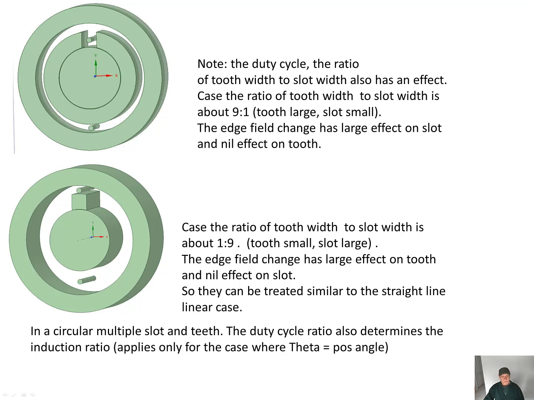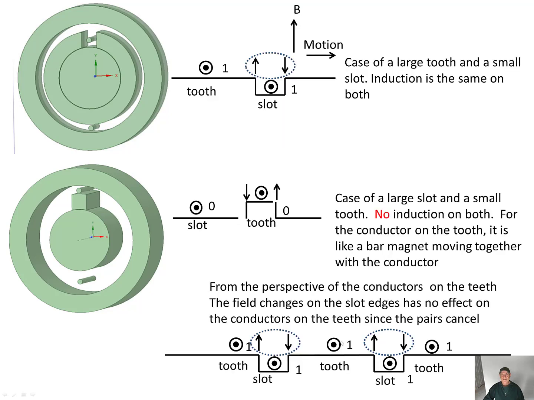So in a circular multiple slot and teeth, the duty cycle ratio also determines the induction ratio. It applies only for cases where theta equals position angle. Okay, so again, there's the motion. Case of a large tooth and a small slot, the induction is the same on both, 1 unit and 1 unit. Case of a large slot and a small tooth, no induction on both.